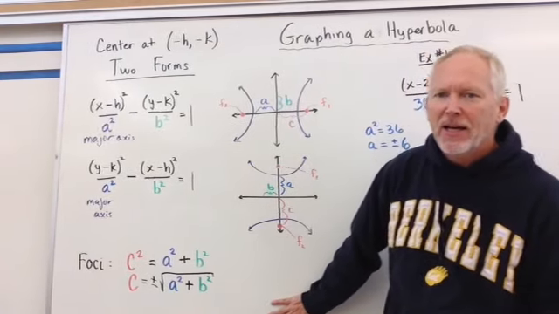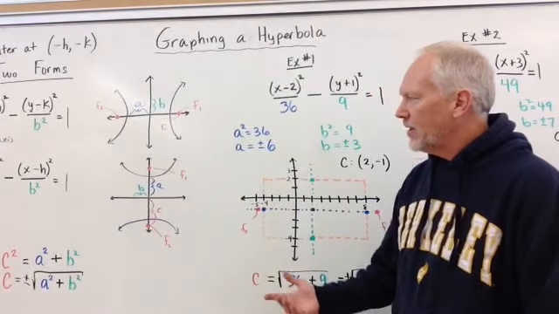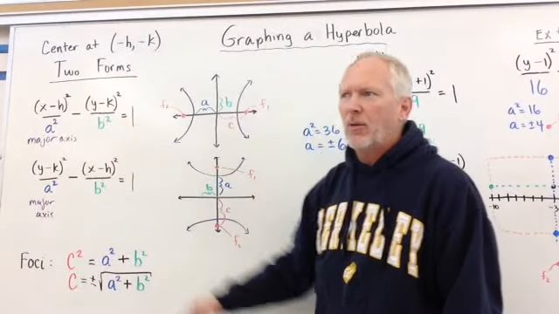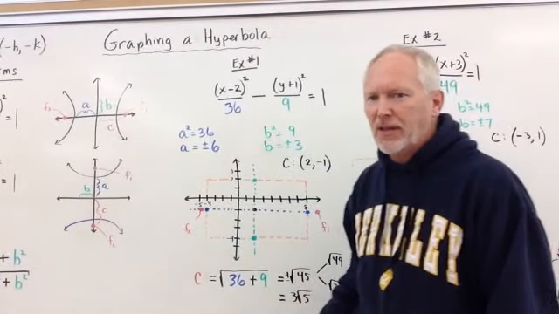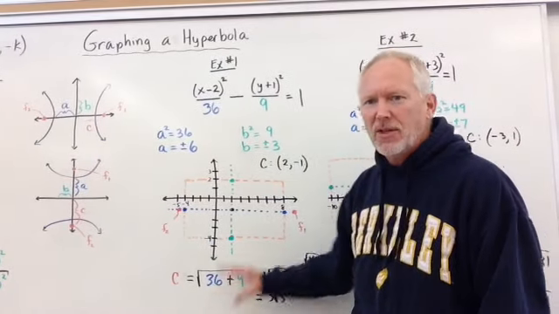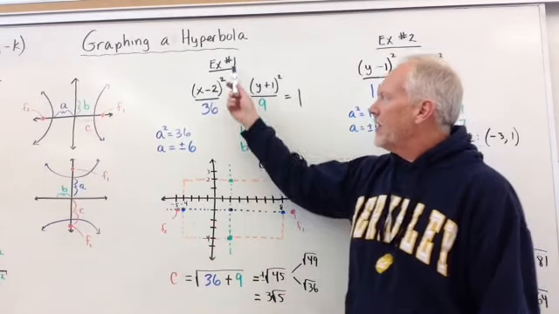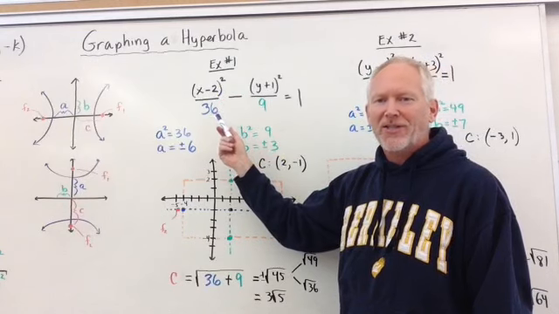All right, let's look at an example now. Because, like I said, where does this b, how do we use this b value? Well, we have to look at an example to see. Now, I know this seems like a lot going on here, but I'll try and walk you through it slowly. Example number 1, it says (x minus 2) squared over 36.